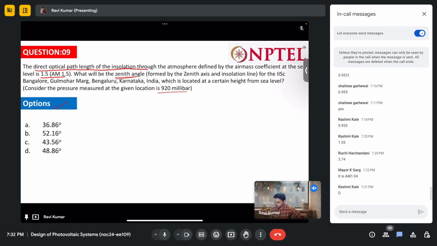Will you do it, or let me give you the formula? Rashmi, you said D for this question. I think it is for revision. Okay. That was the previous one, sir. Not this one.